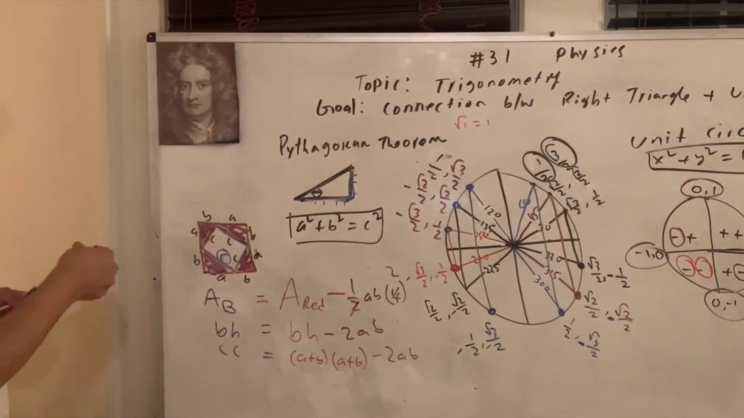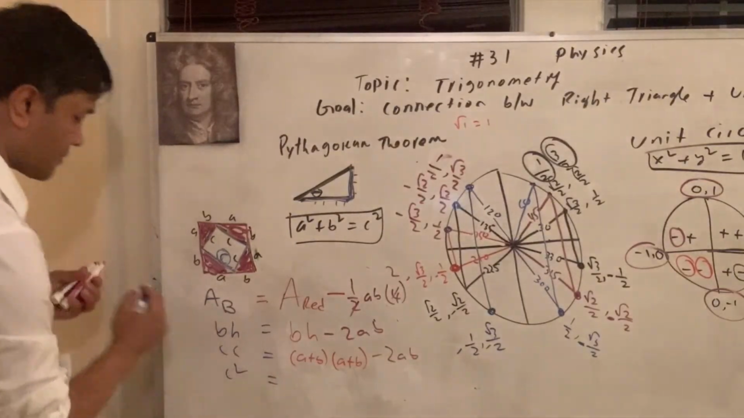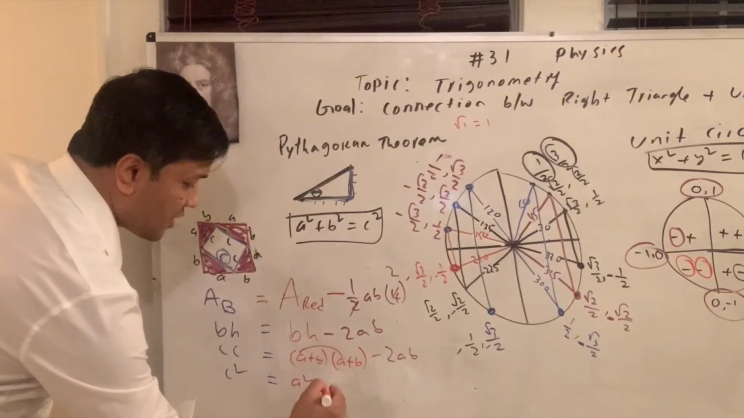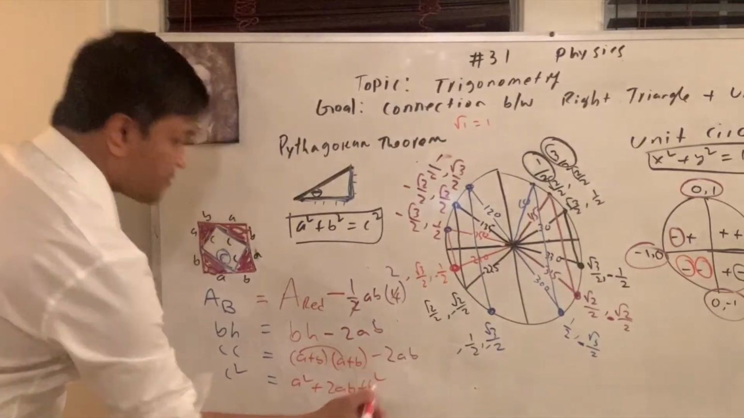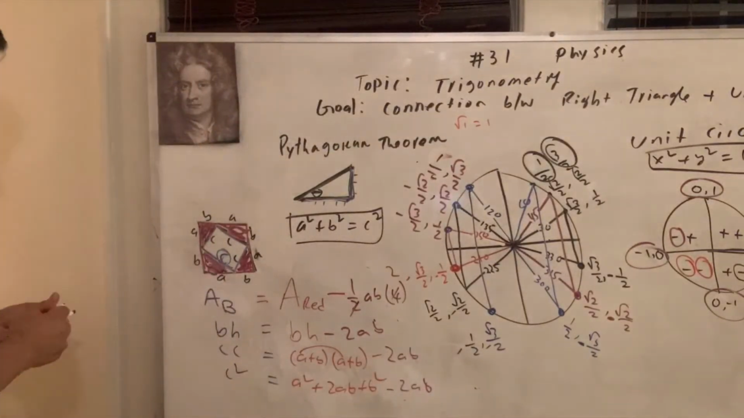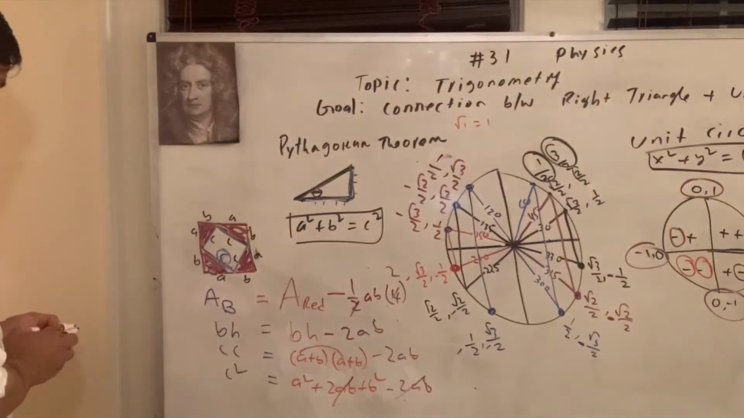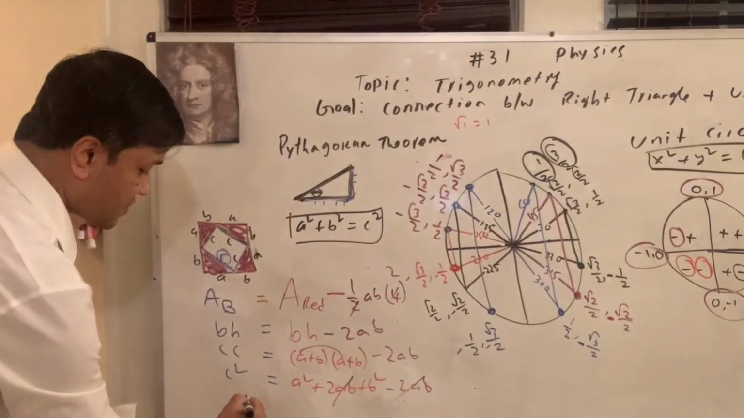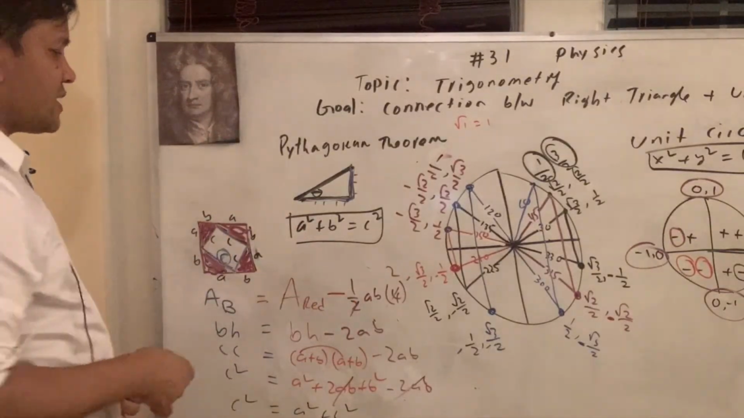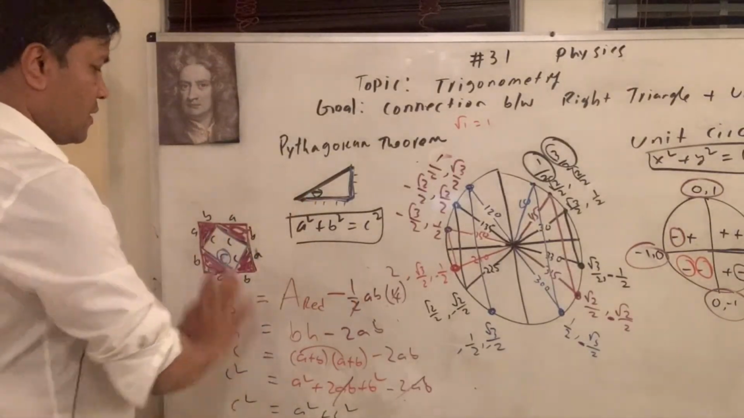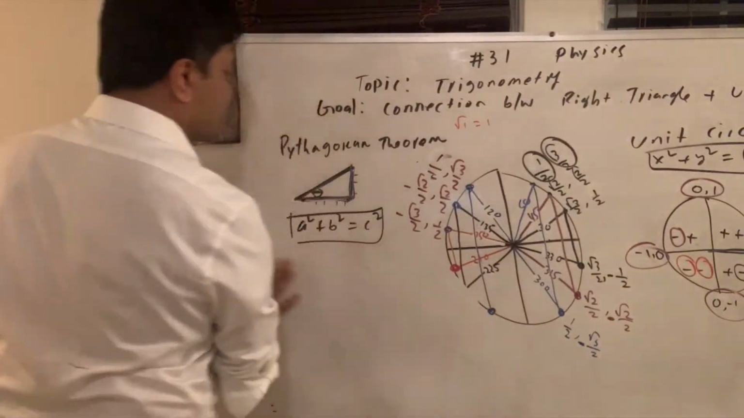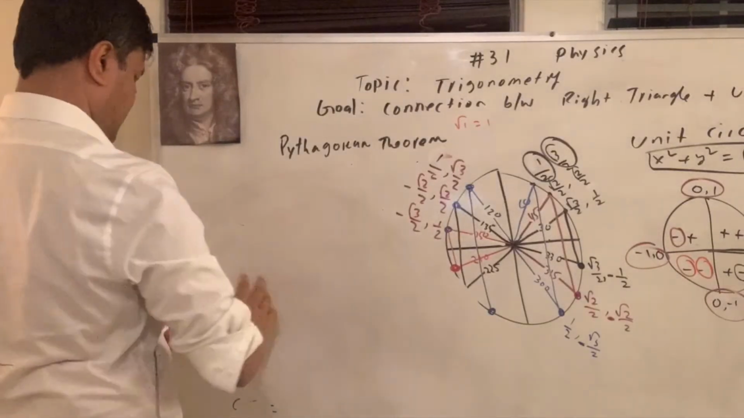Alright, so C times C is C square. This is A square plus 2ab plus B square minus 2ab. 2ab cancel. So C square is equal to A square plus B square. Alright, so proof. Now, so that we prove that, we now know that this is defined by Pythagorean theorem.